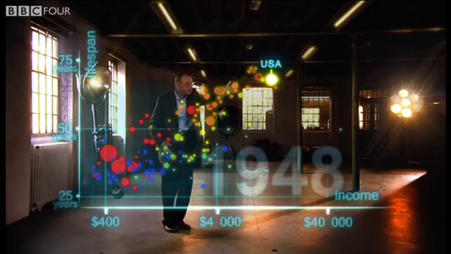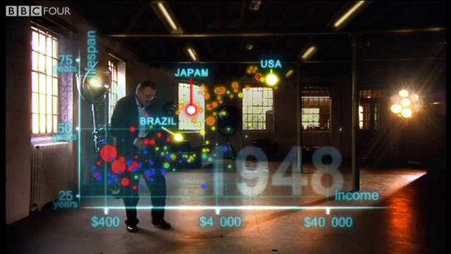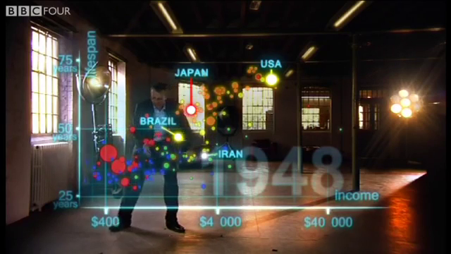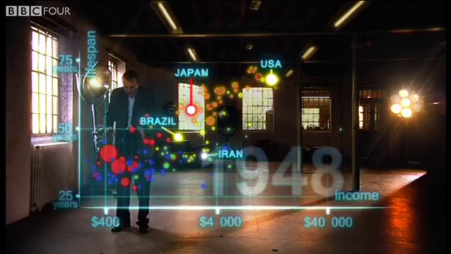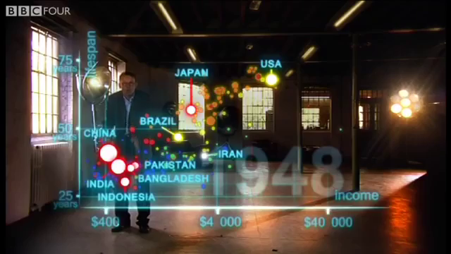United States was in the front, Japan was catching up. Brazil was way behind, Iran was getting a little richer from oil, but still had short lives. And the Asian giants, China, India, Pakistan, Bangladesh, and Indonesia, they were still poor and sick down here. But look what is about to happen.